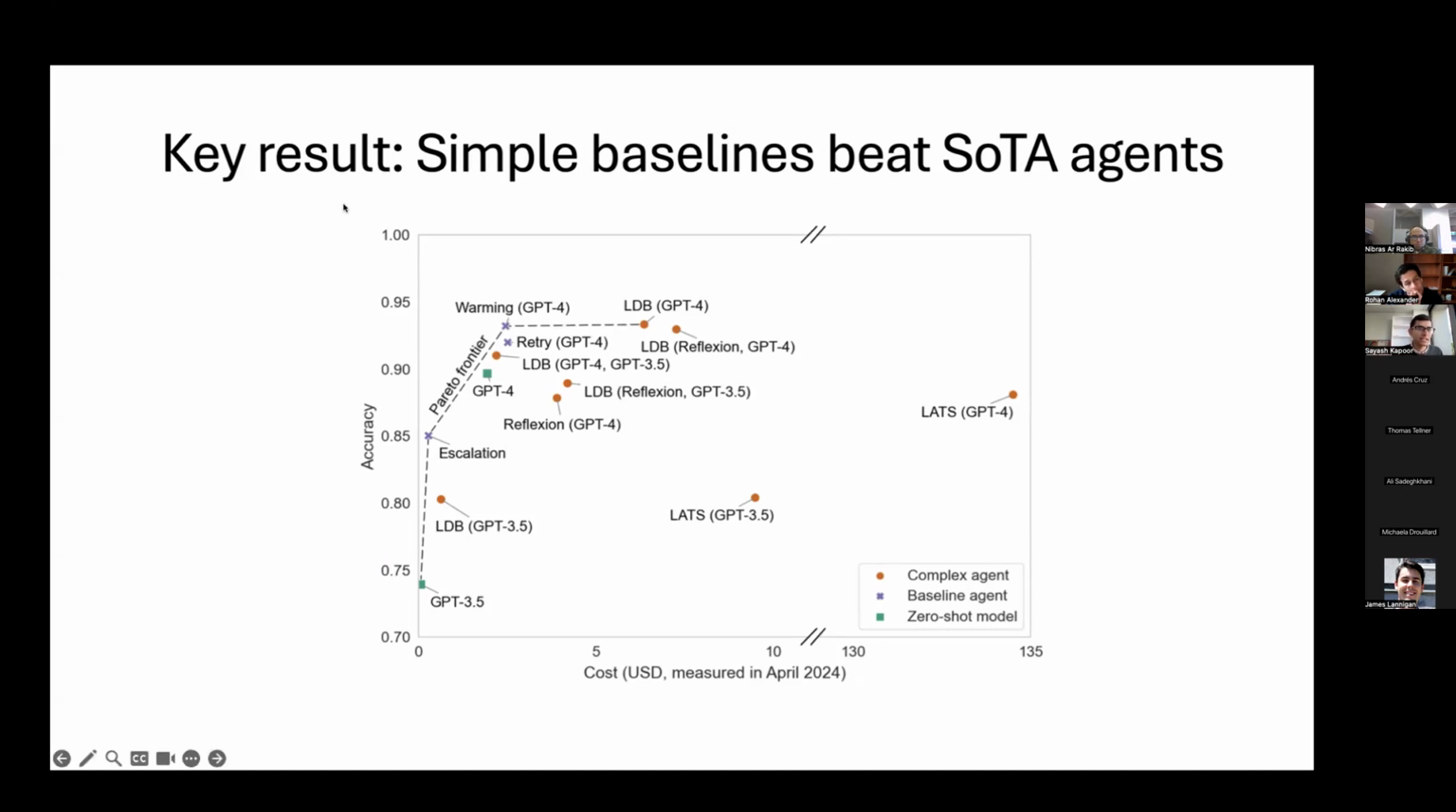And LDB is the language model debugger agent, which was at the top of the leaderboard. What we find is that essentially there's a 0.1 difference in accuracy, but the warming agent costs less than half as much. So especially in domains where some sort of verification is possible, for example, in coding benchmarks, where we might have verification in the form of unit tests, using this type of baseline that just retries the model multiple times is, frankly, I think, essential for any leaderboard or any claim that a given agent is state of the art.